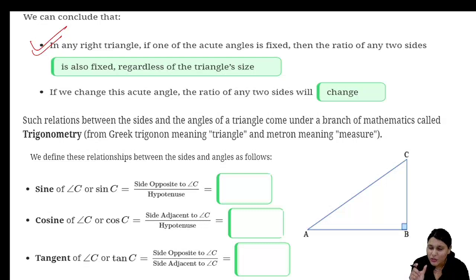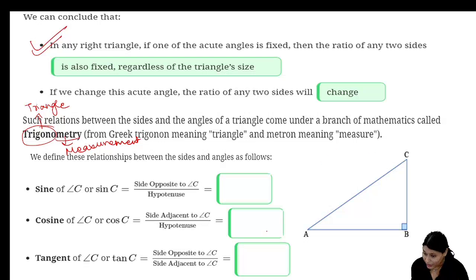Yes. Such relations between the sides and angles of a triangle come under the branch of mathematics called trigonometry, where trigono means triangle and metry means measurement. So now we will define these relationships of sides and angles as follows.